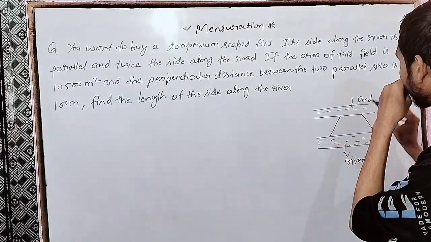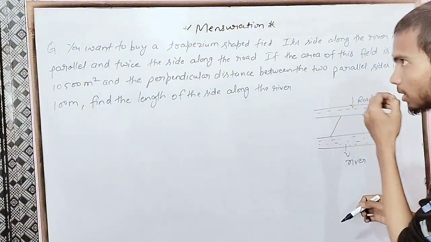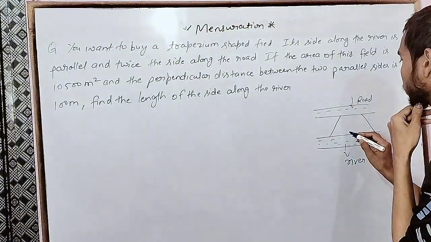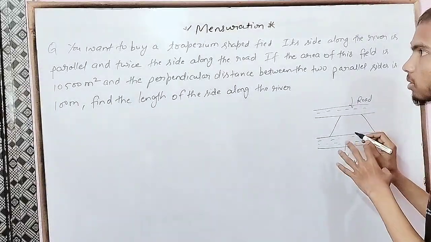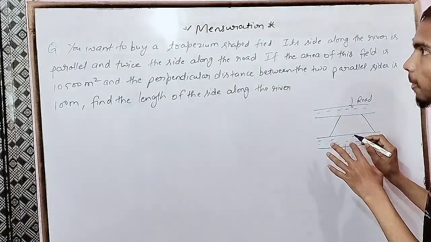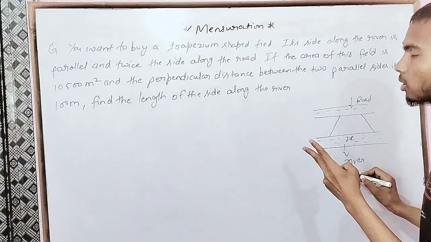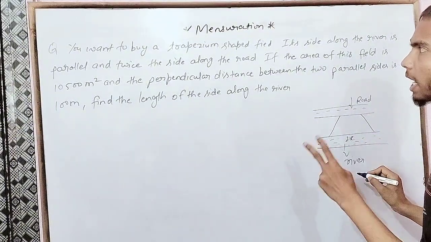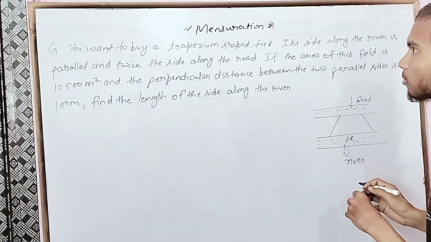The side along the river is parallel and twice the length of the other parallel side. So this is two times, like that. Okay, two times. This side is along the road.